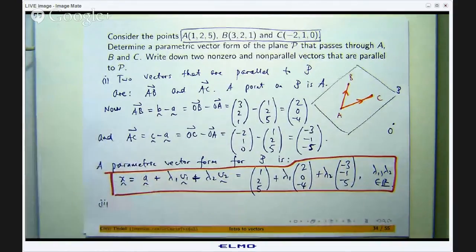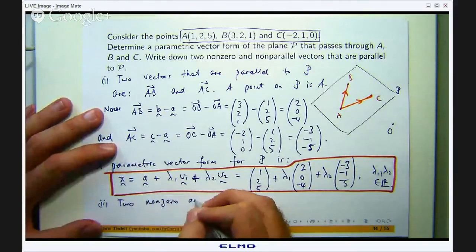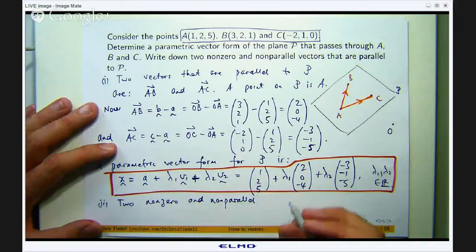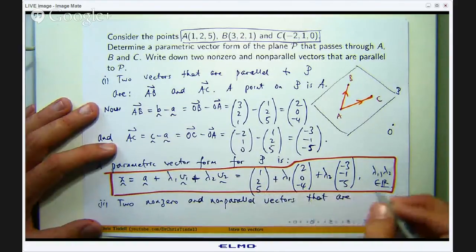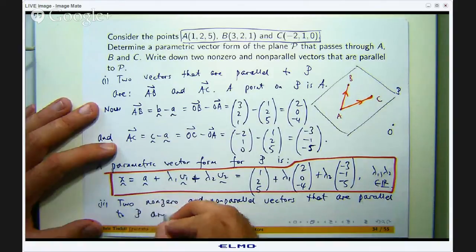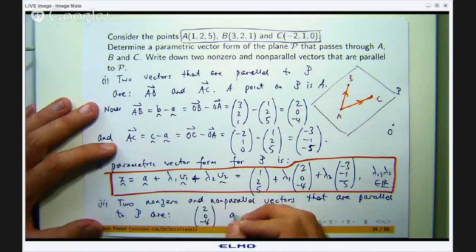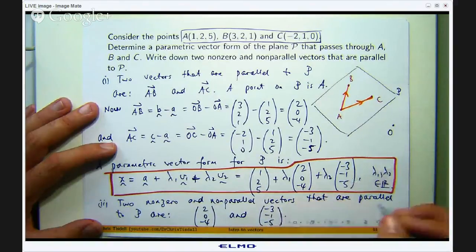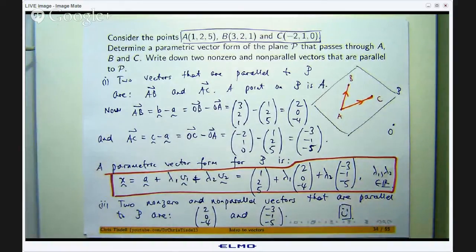So let's finish off the question. Two non-zero and non-parallel vectors that are jointly parallel to the plane P are 2, 0, -4 and -3, -1, -5. So that's it.